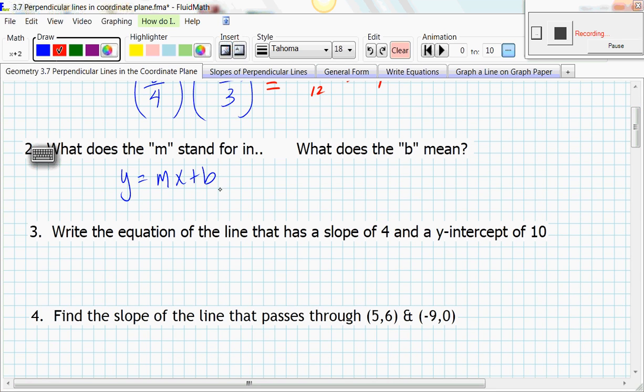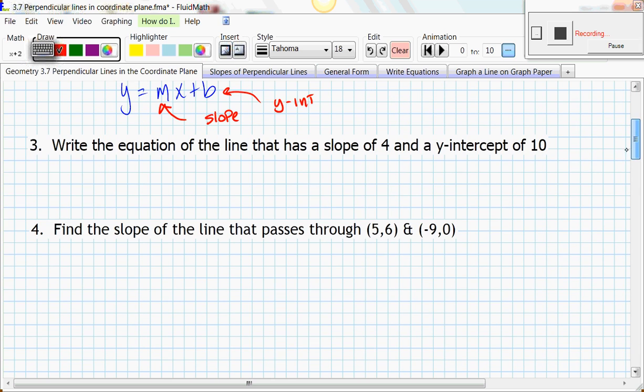Number 2, what does the m stand for in y equals mx plus b? Of course, the m stands for the slope of a line, and the b stands for the y-intercept of a line. Number 3, write the equation of a line that has a slope of 4 and a y-intercept of 10. Well, if I started out with mx plus b, I would replace m with 4, so y would be 4x and then plus 10. So that was the warm-up answer for that one.